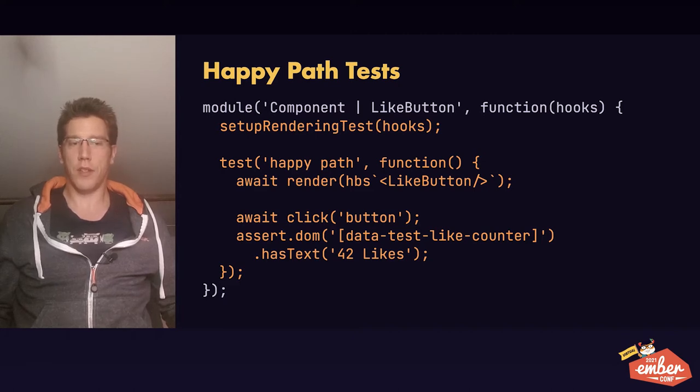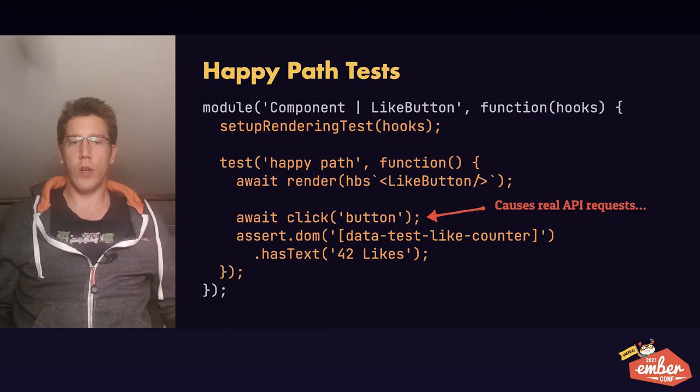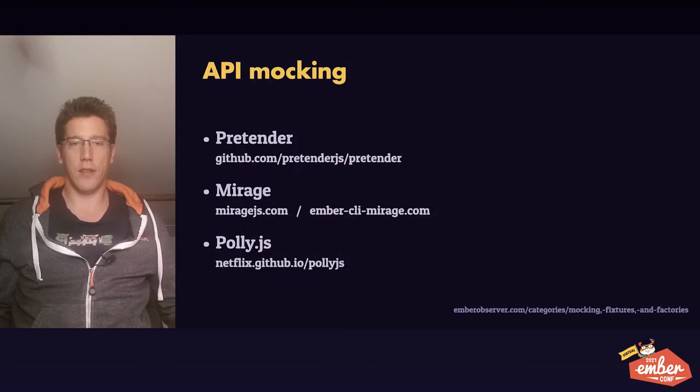Can you see the problem in this code? The problem is here. When we click the button, it will cause a real API request. And unless we are explicitly building end-to-end tests that involve a real backend, we should mock our API requests in some way. Mocking the requests helps us build reliable tests that can be repeated many times without having to worry about the state of the backend database.